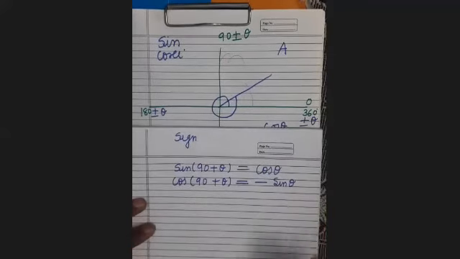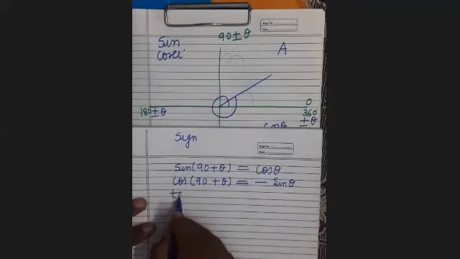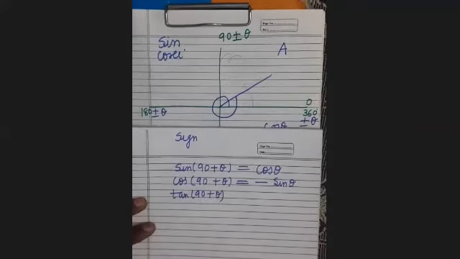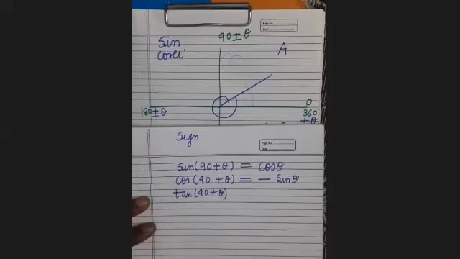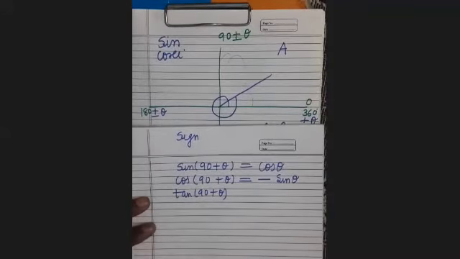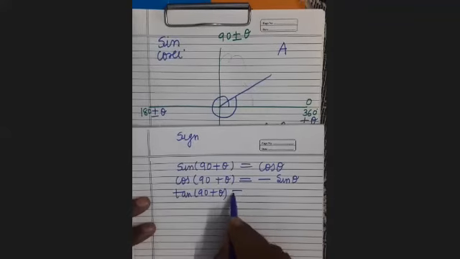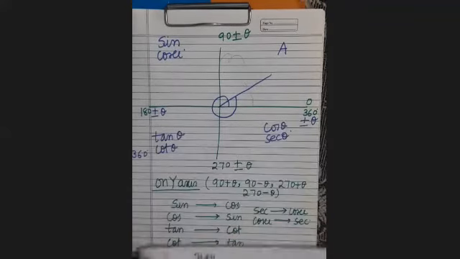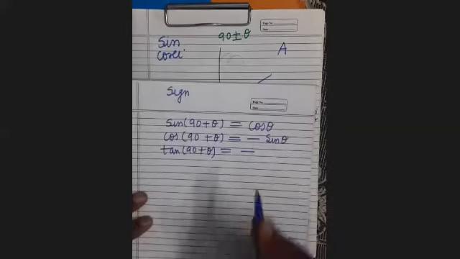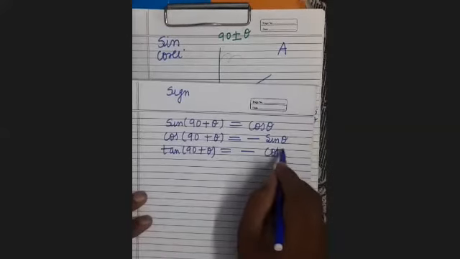It is clear? Now you can see here tan 90 plus theta. Tan will be positive or negative here? For this angle, tan is negative. And tan changes into what? Cot. It will be equal to minus cot theta.